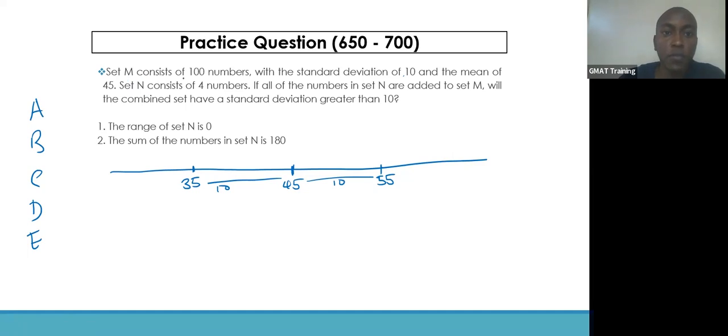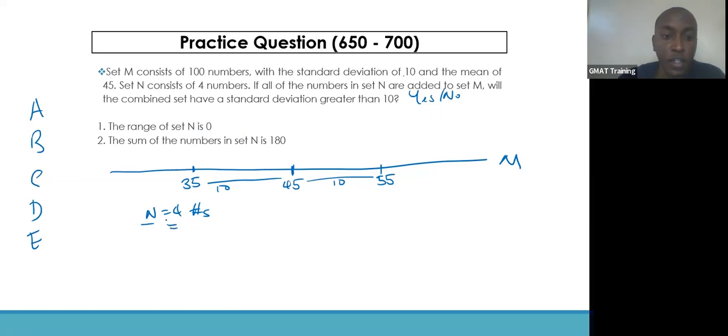Set N consists of 4 numbers. This is for M, right? N has 4 numbers. If all the numbers in set N are added to set M, how does it affect it? Will the combined set have a standard deviation greater than 10, yes or no? Now we're back to standard deviation and how new values affect it. The range of set N is 0. So for these 4 numbers, the range is 0. That means all the values in the set are equal.